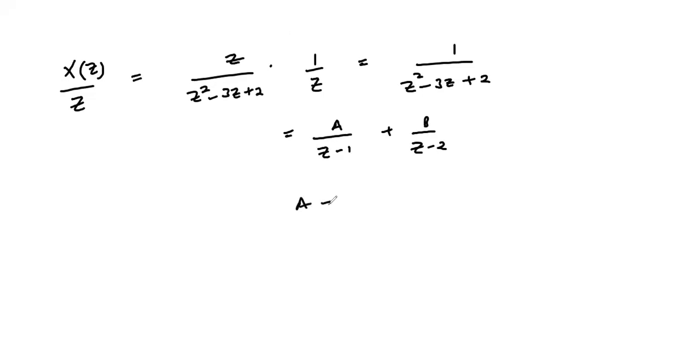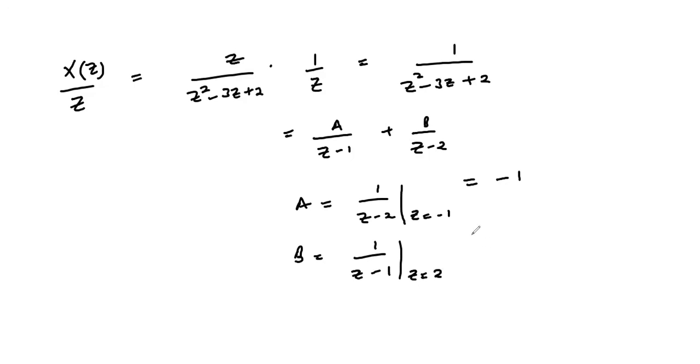Where a will be the value of 1 over z minus 2 when z is equal to 1, and this one will give us -1. And b is the value of 1 over z minus 1 when z is equal to 2. This is when z is 1, positive, and this one will yield 1.